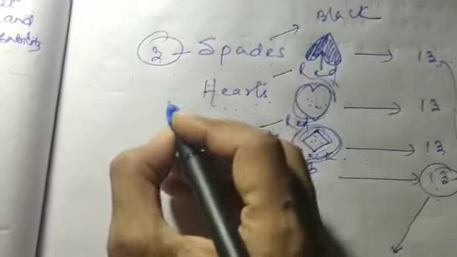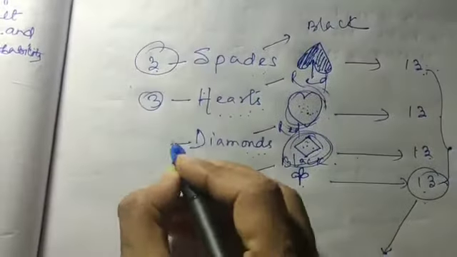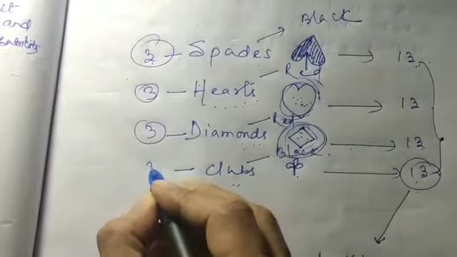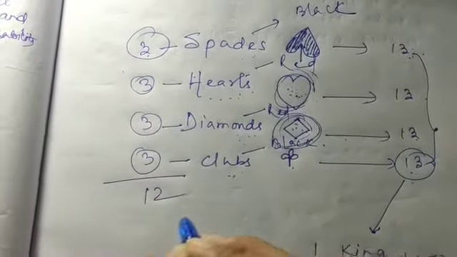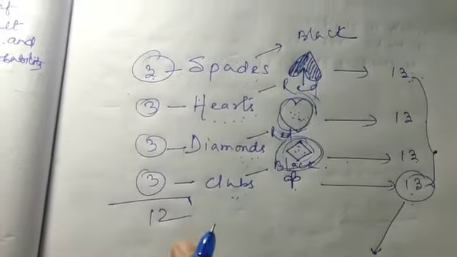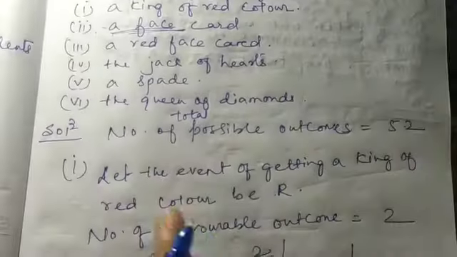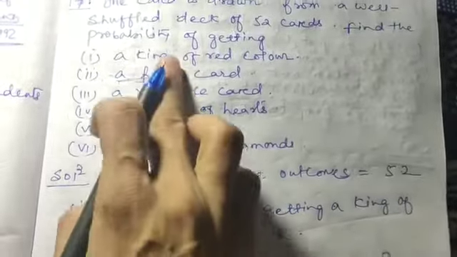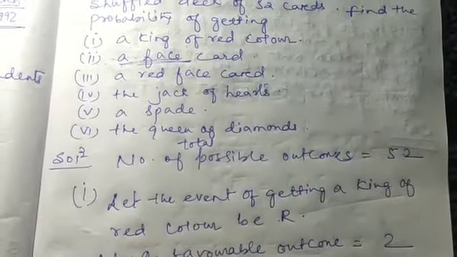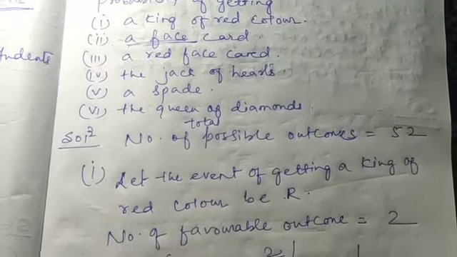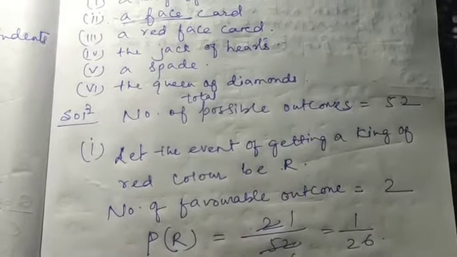So here 3, here 3, here 3 and here also 3, right? So total how many are we getting? 12. So 12 face cards are there in the deck. So the number of favorable outcomes for number 2 will be 12. So 12 by 52 will be the probability. You can cancel, and what you get will be the answer.